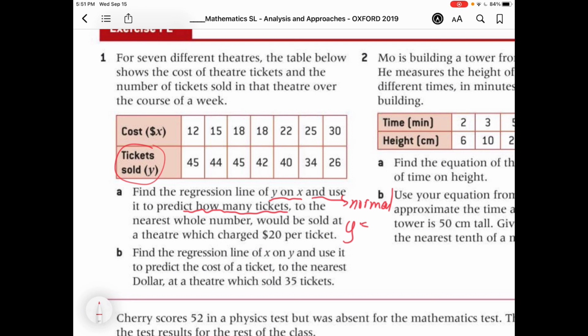Part B. Find the regression line of x on y and use it to predict the cost of a ticket. So here we're going to predict x. That means switch them up, just like we did on the most recent question.